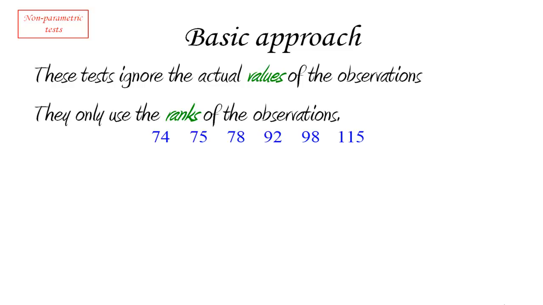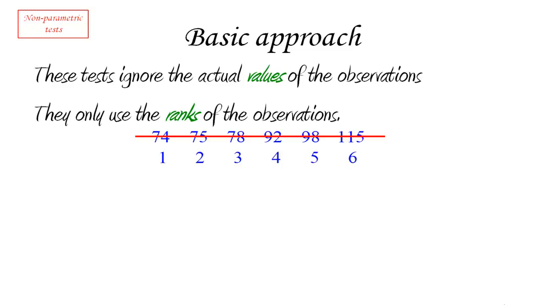So what we're going to do instead is associate to each of these numbers their rank. The lowest one will be rank number 1, the second one rank number 2, and 3, 4, 5, and 6. Once we've done that, we're going to ignore what we had to begin with. Now notice that in this situation I ranked the numbers from the lowest to the highest.